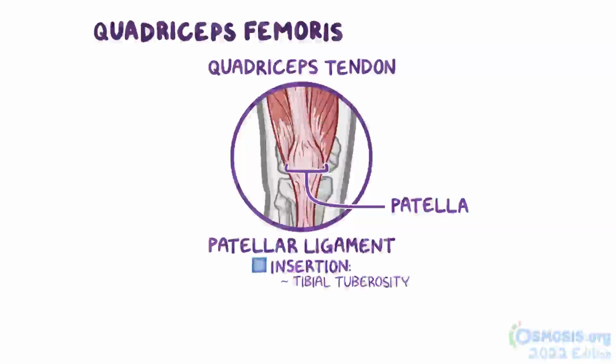The transition between the quadriceps tendon and patellar ligament is marked by the patella, which is embedded within it, making it the largest sesamoid bone in the body.